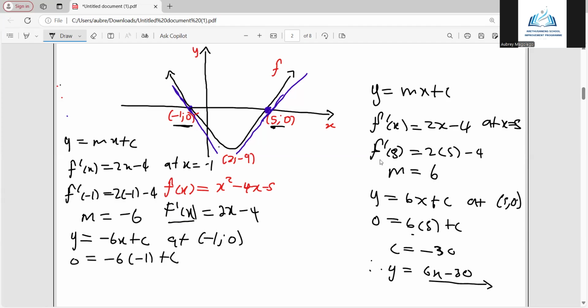0 is equivalent to what? What is -6 multiplied by -1? It's going to give me obviously +6, then plus c. Then take 6 to the other side to change the sign to be negative. So I'm going to have c as -6 also. So it means the equation of that tangent is y is equivalent to -6x minus 6. That's how we find the equation of a tangent at a certain point on the graph.